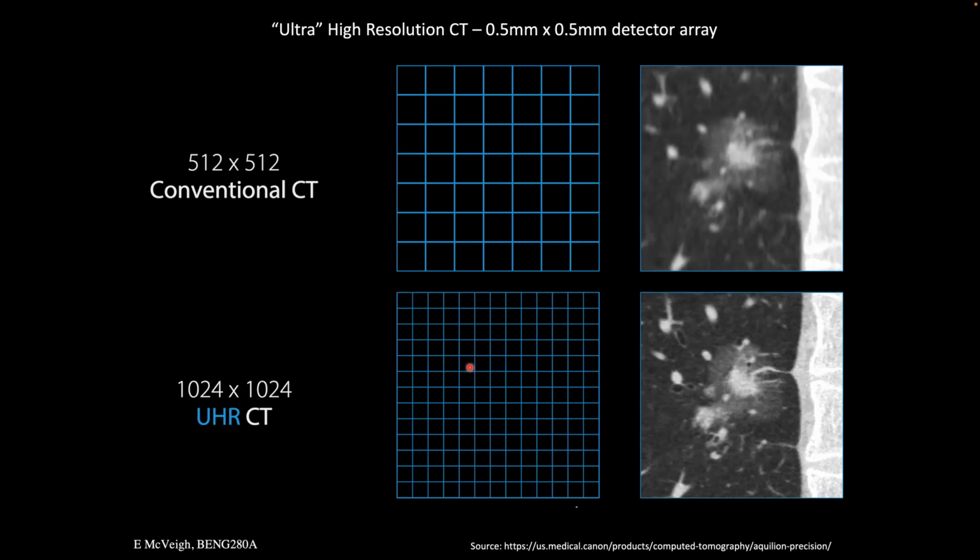Gutsy move, because a lot more data has to come off the scanner. It wasn't really clear that it would give you things that were valuable to see. But when you look at the pictures, it lives up to the expectation that if you change your sampling, so this is that T, the width of the detector, the pictures get much better.